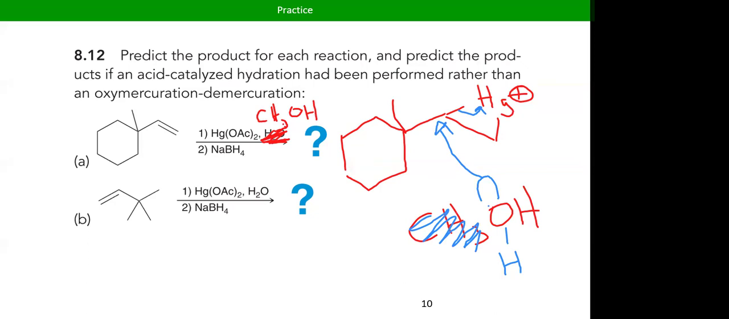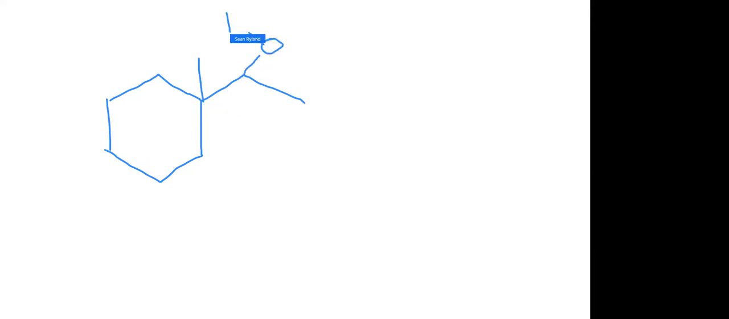And our second intermediate would look like this, and then on the other side, we had the mercury still attached over here, right? Technically, it's the mercury acetate. And that's got a positive charge on that oxygen.